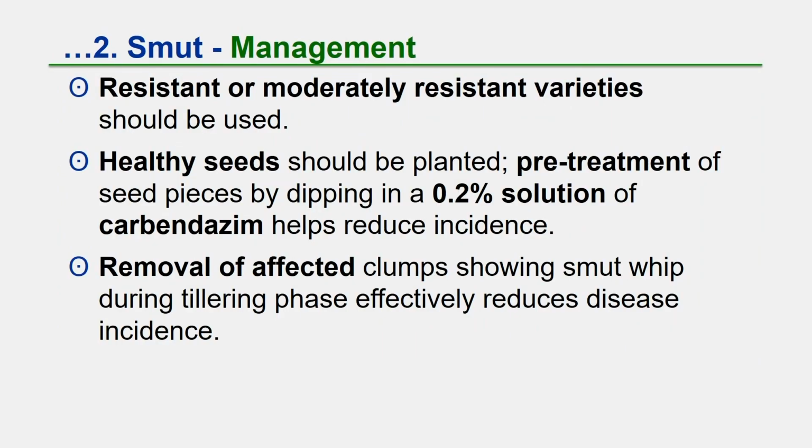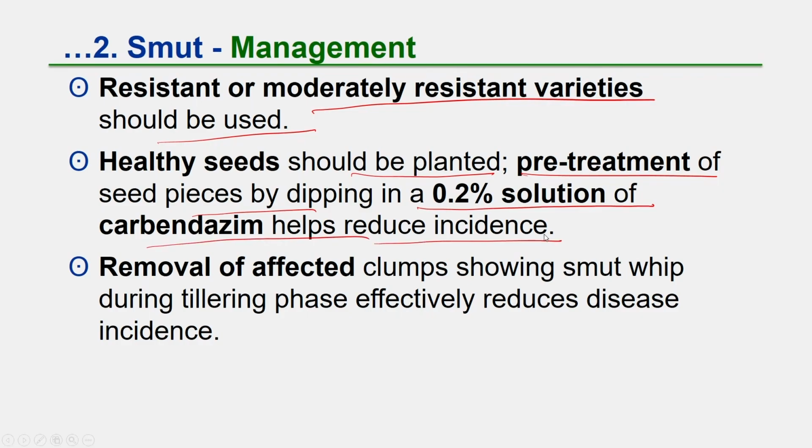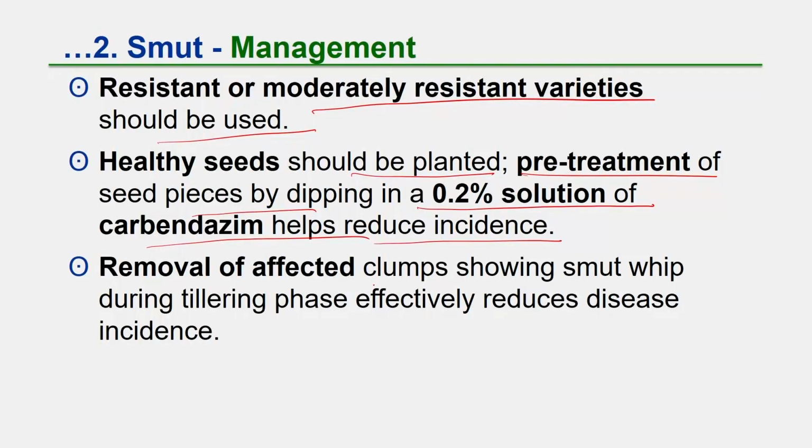Now management of smut: resistant or moderately resistant varieties should be used. Healthy seed should be planted. Pre-treatment of seed pieces by dipping in a 0.2% solution of carbendazim helps reduce incidence. Carbendazim is also known as Bavistin. One can prepare a 0.2% solution easily. Take 2 grams of Bavistin per liter of water and make the desired solution and spray. Removal of affected clumps showing smut whip during the tillering phase effectively reduces disease incidence.